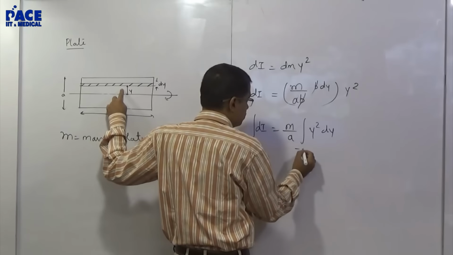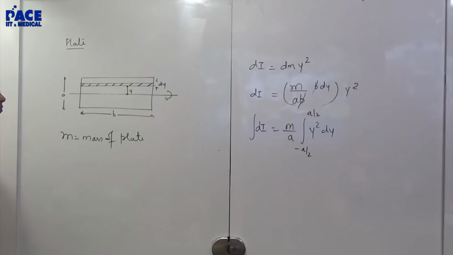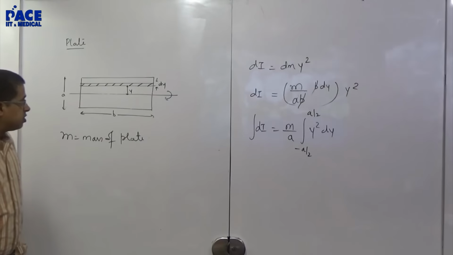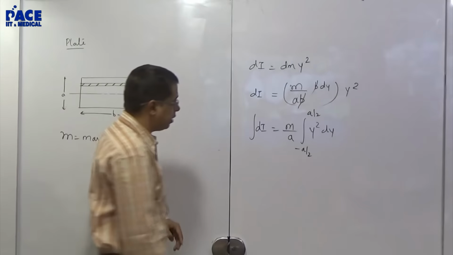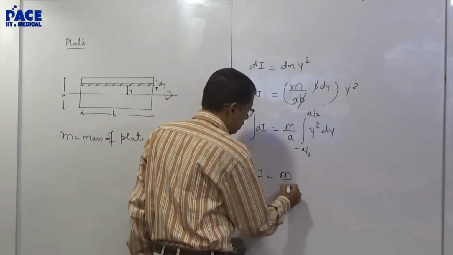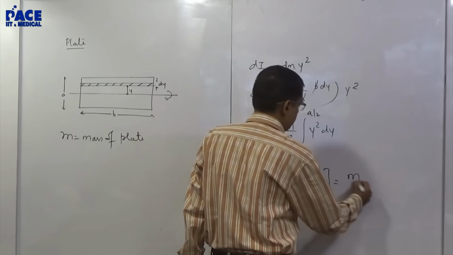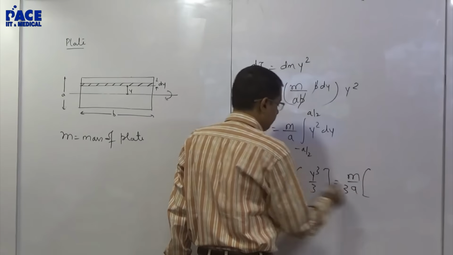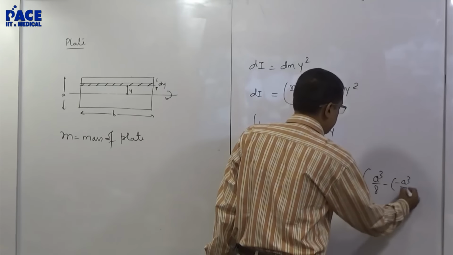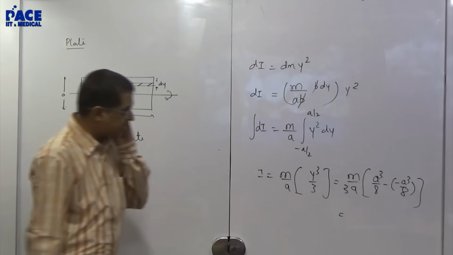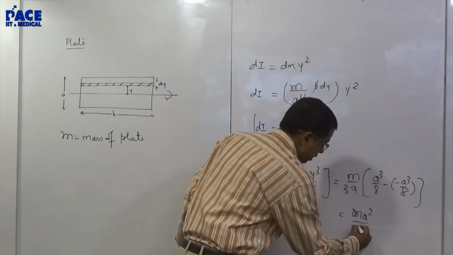The least value of y is minus a by 2 and the maximum value of y is plus a by 2. Y from here till here will be minus a by 2 to a by 2. I is equal to m by a, integral y square dy, which is y cube by 3, with a cube by 8 minus minus a cube by 8. Am I right? This will turn out to be m a square by 12.